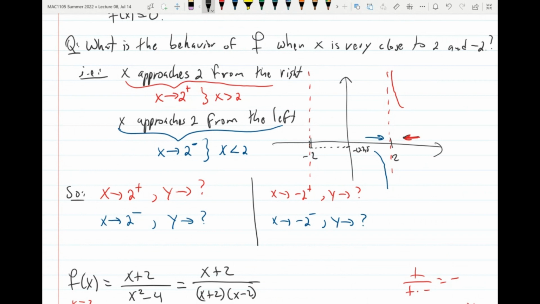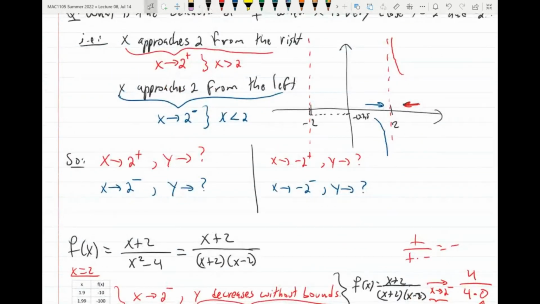A hole. You understand? It has to be a hole because the function is not defined at -2. You cannot plug in -2. It's not part of the domain, right? But around -2, everything is fine. So that's what it means to have a hole.